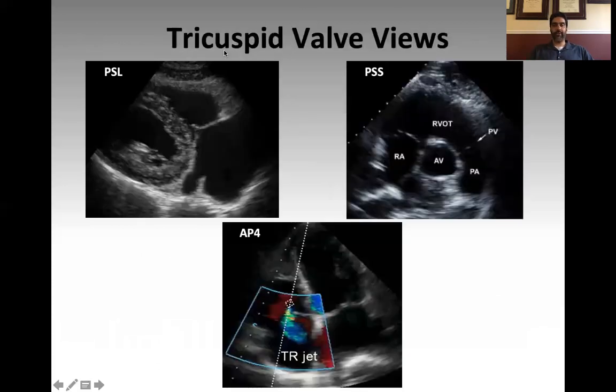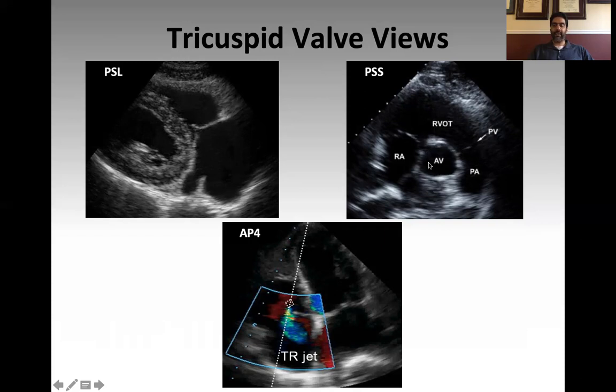Okay, so here are the three views that I just talked about. Here's the parasternal long axis view, the downward angled or RV inflow view. You get into your normal parasternal long axis view and angle down, or posteriorly, and then you'll bring in the tricuspid valve here. This is the right atrium, this is the right ventricle, and you would put color over the tricuspid valve and over the right atrium.